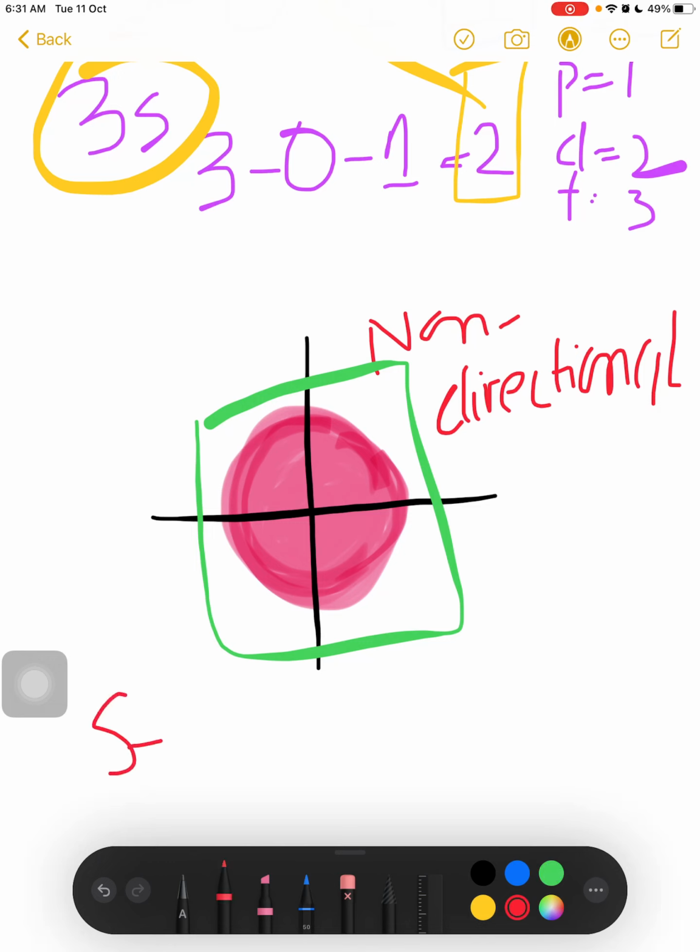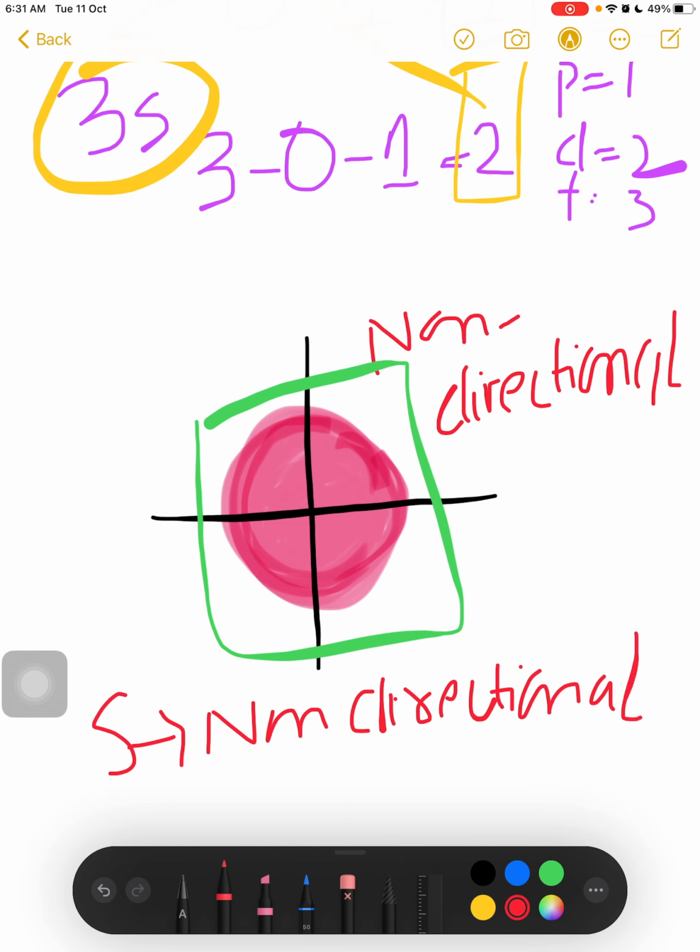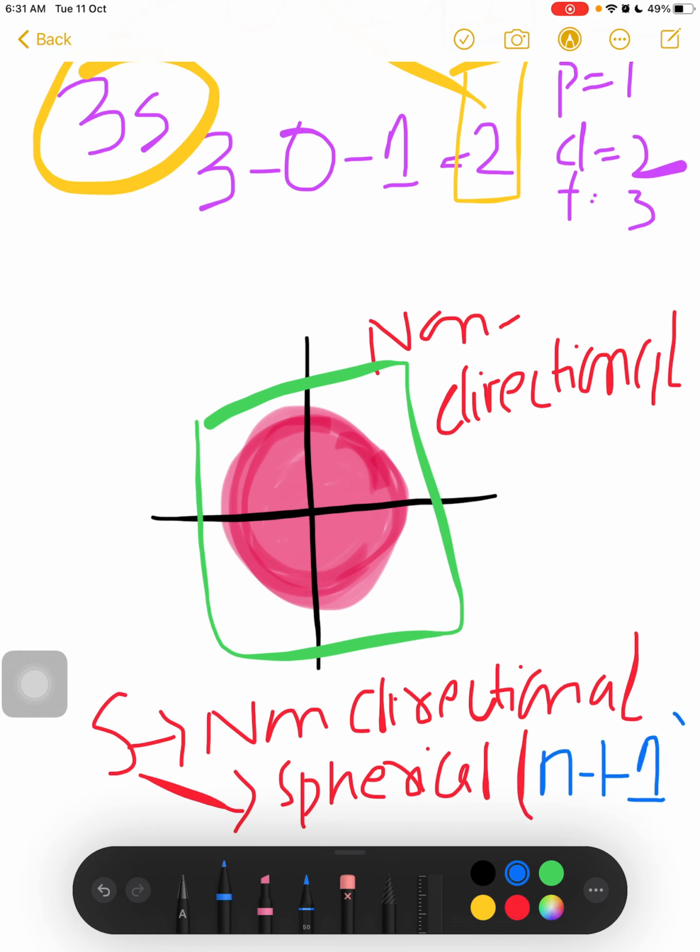So this s orbital is non-directional. It has only spherical nodes, right? And the formula of the spherical node is n minus l minus 1, where n is the principal quantum number, l is the azimuthal quantum number, and 1 is obviously a natural number. I hope you understood the atomic orbital s.